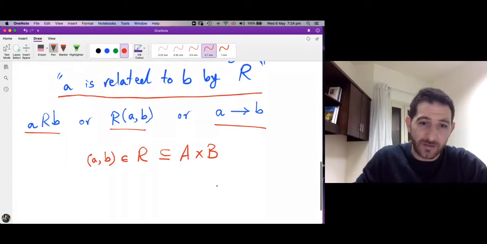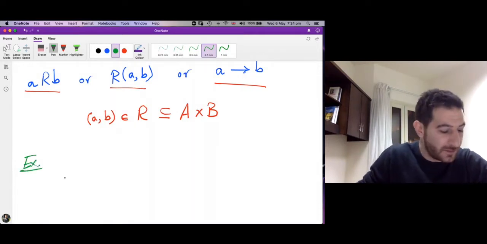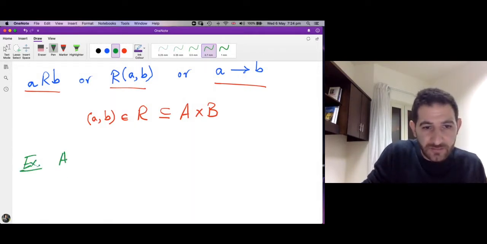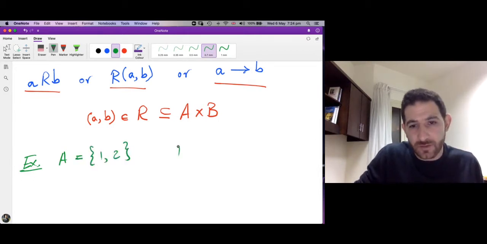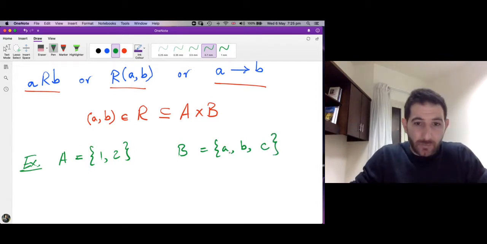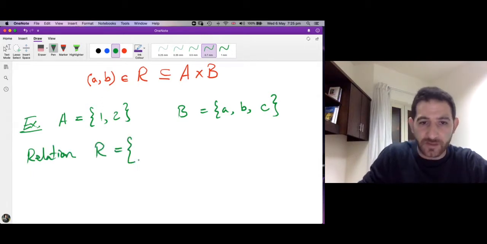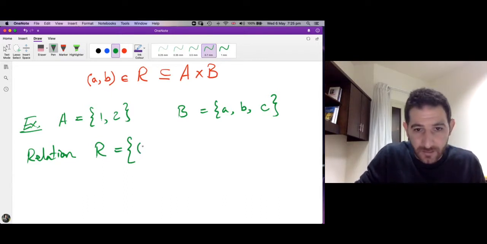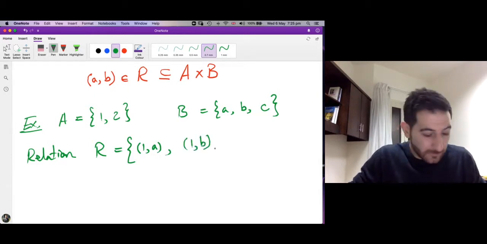Okay, so let's have a particular example. So here is an example of a relation. Suppose we want to talk about a relation from A to B, where A is the set containing 2 elements 1 and 2, and B is the set containing 3 elements a, b, and c. And suppose we are given the relation, so consider the relation R, where R is the following set. It's the set containing this pair and this pair and this pair.